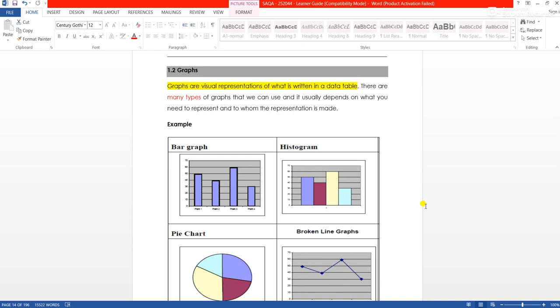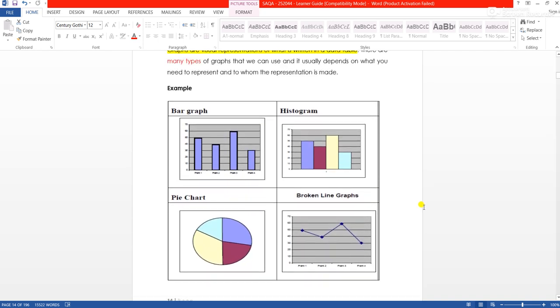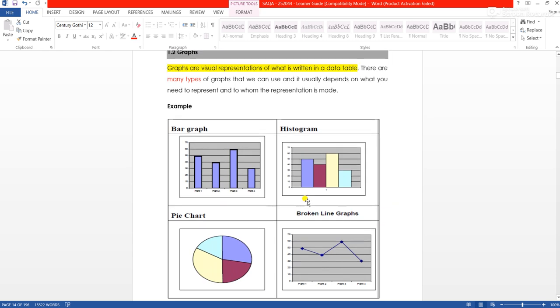So graphs are just a visual representation of what is written in a data table. There are many types of graphs that we can use, and it usually depends on what you need to represent and to whom the representation is made. For example, we've got a bar graph, a histogram, a pie chart, and a broken line graph, and there are also some other types of graph, your pictographs, and so forth. In this instance, we'll just look into these four main types of graphs.